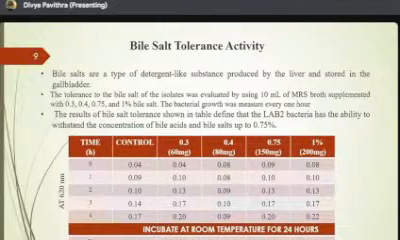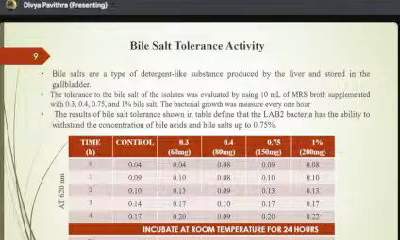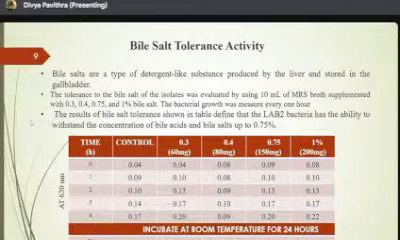tolerance test. Based on the bile salt efficiency, we can use it as a probiotic. Bile salt is a detergent-like substance produced by the liver and stored in the gallbladder. The tolerance of the isolates to bile salt was evaluated at different concentrations of 0.3, 0.4, 0.75 and 1.1% bile salt. At every 1 hour, the bacterial growth was identified.